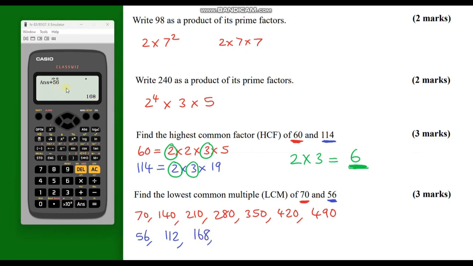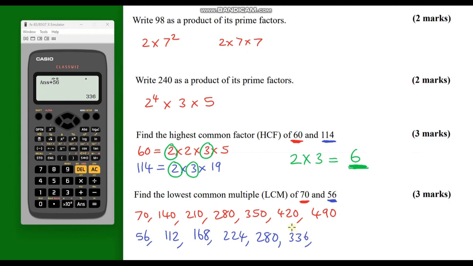Now, because I've already done it twice, the calculator should remember the rule. So it knows to add 56 each time. So all I need to press is equals, and you can see that it's done it for me. So the next one is 224. If I just press equals again, it gives me the next one, which is 280. And just press equals again, it gives me the next one, 336. And I can just keep doing that.